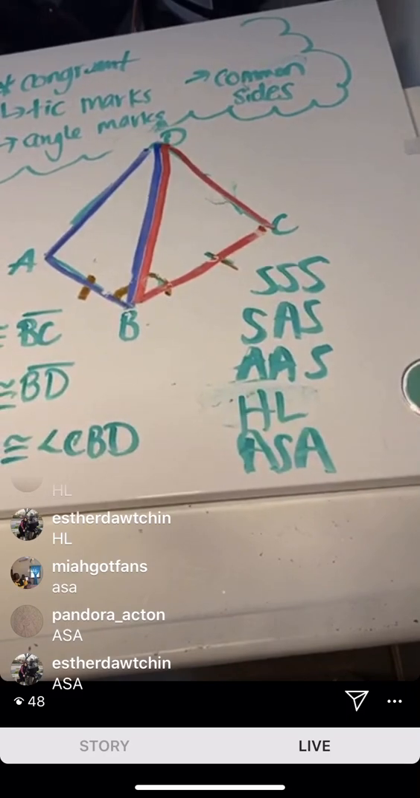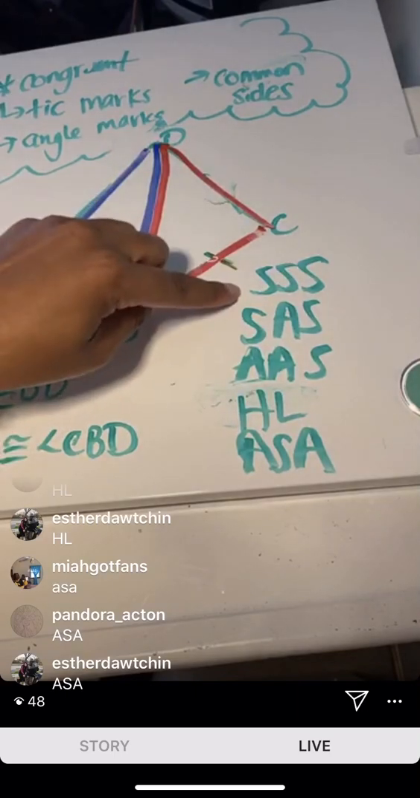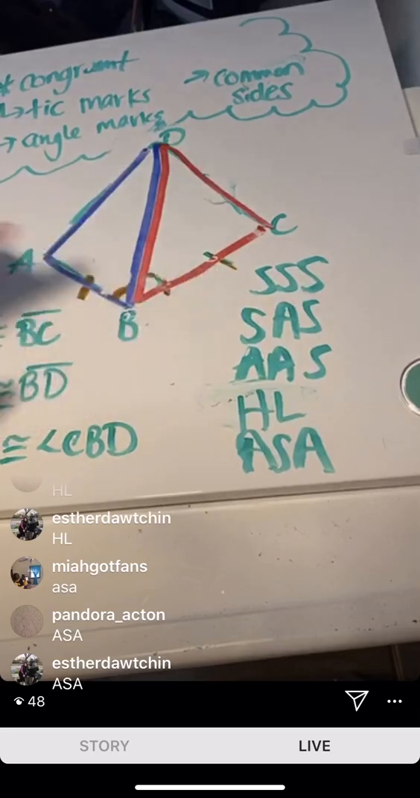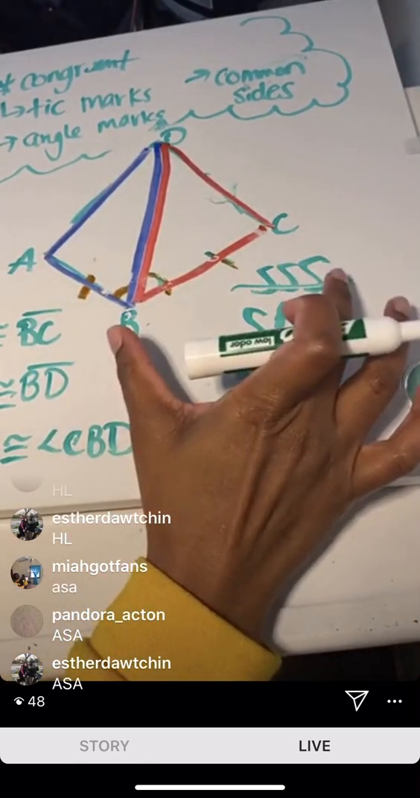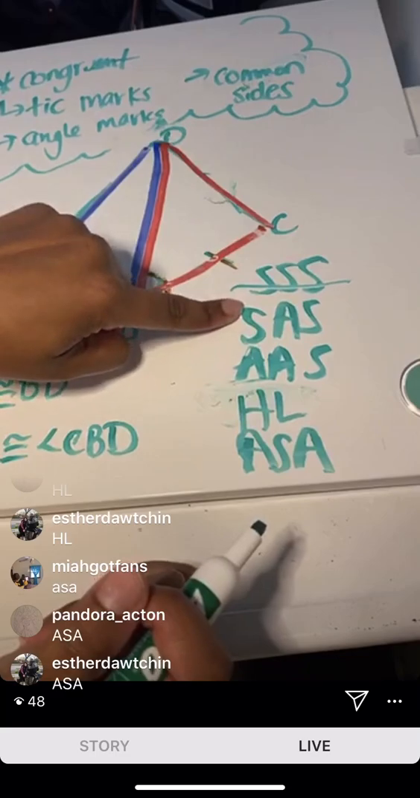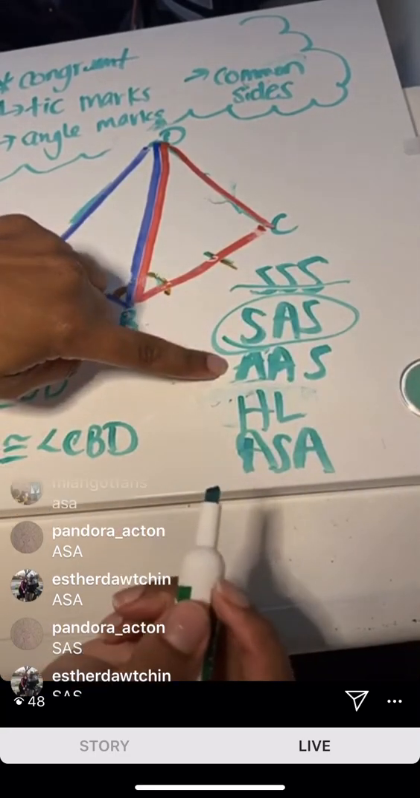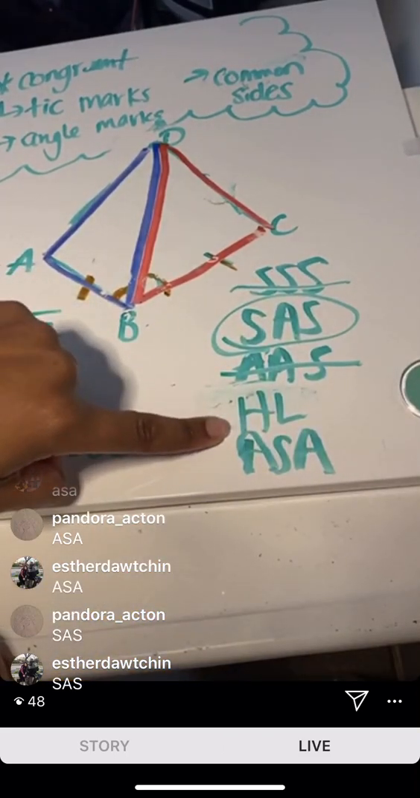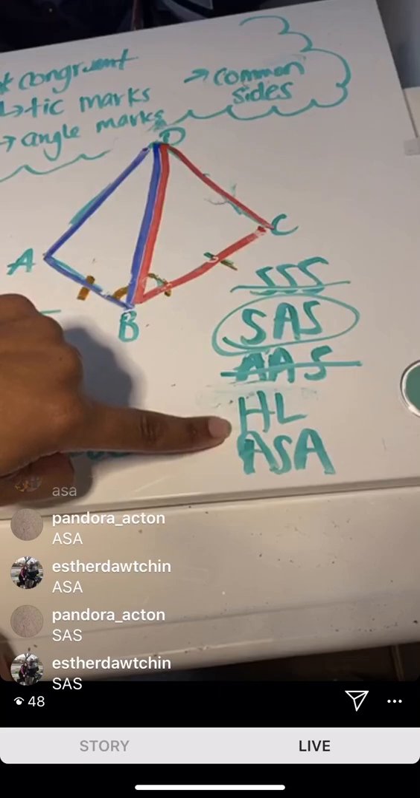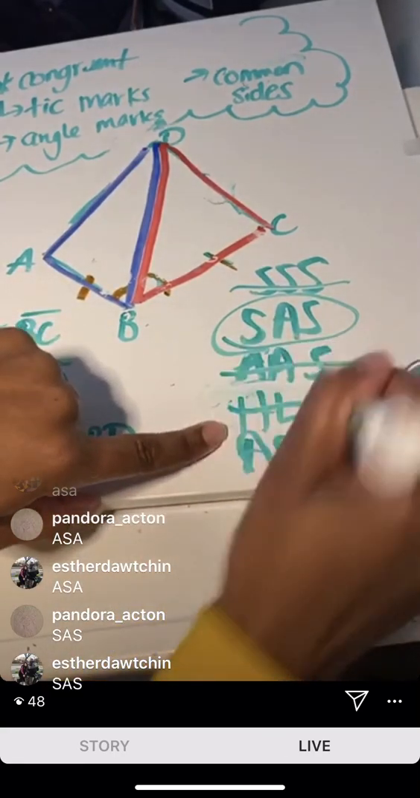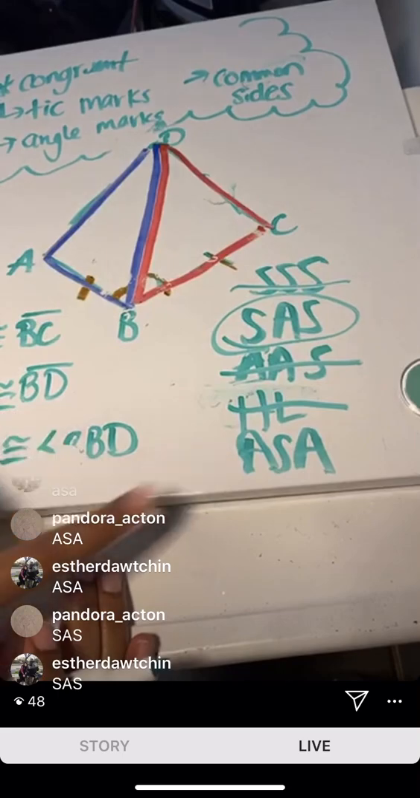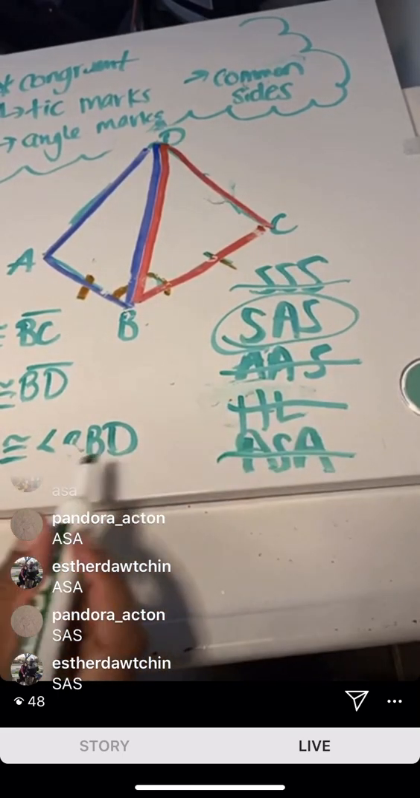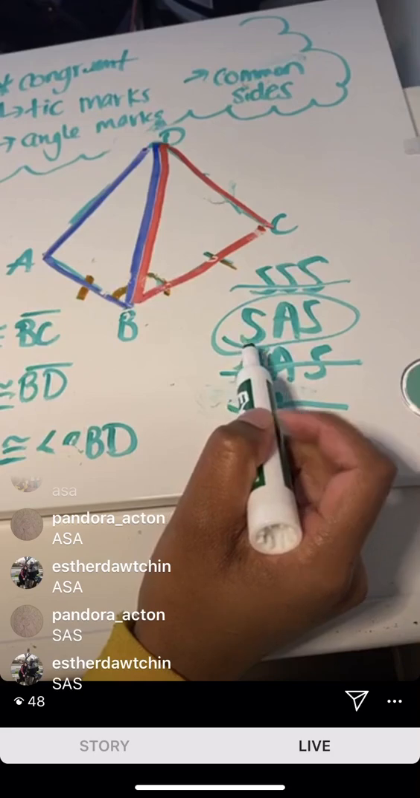All right, so I'm looking for one that has 2 sides and 1 angle. Which relationship has two sides and one angle? Side, side, side has three sides, so that's not it. Angle, angle, side is not going to work because that has two angles. Hypotenuse leg is not going to work because it needs to be a right triangle. And angle, side, angle is not going to work either because it has two angles. So the only one that works is side, angle, side.